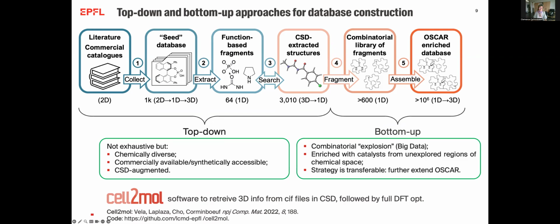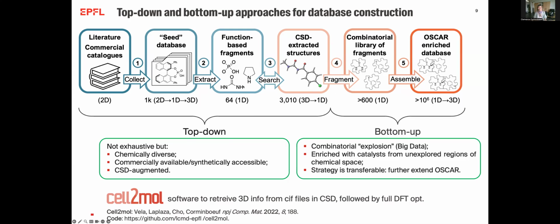The assumption was that if we extract structures from the CSD that contain these fragments, they could potentially be organocatalysts. And this leads to 3,000 additional structures that were extracted as 3D XYZ from the Cambridge database and converted into SMILES. That's the top-down effort that we had.